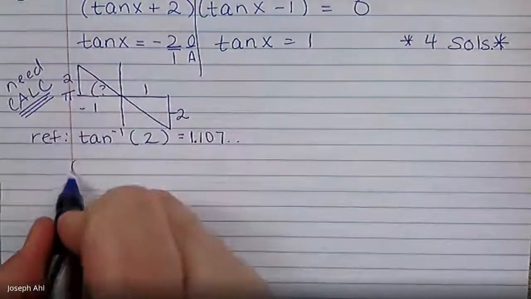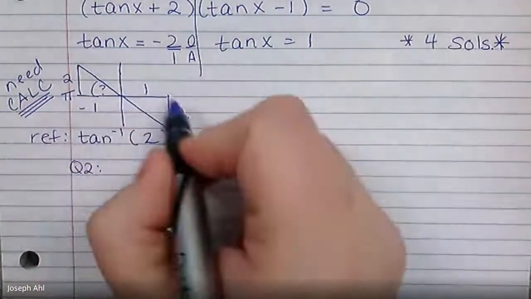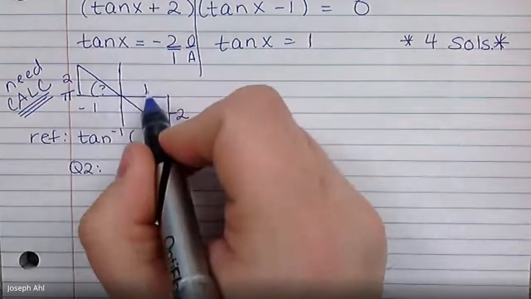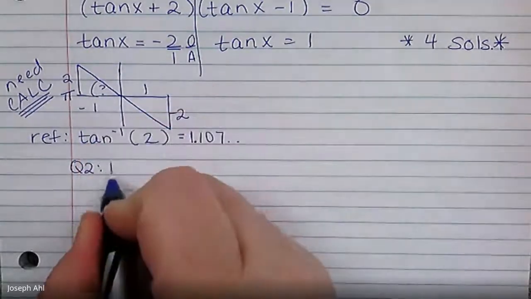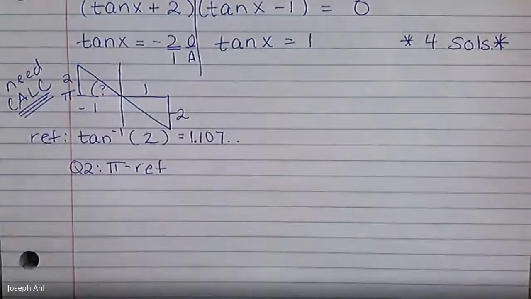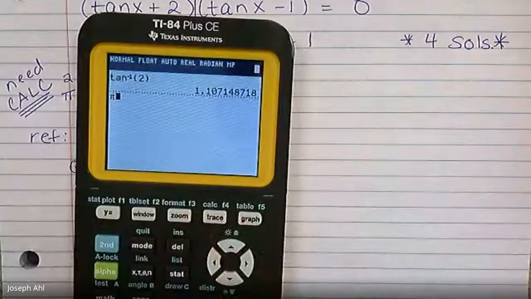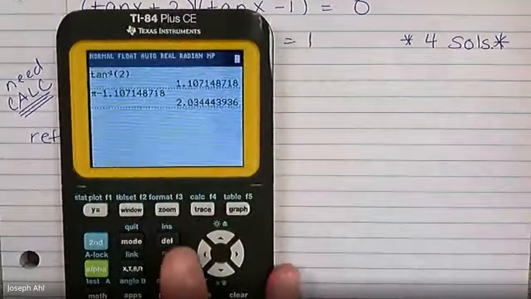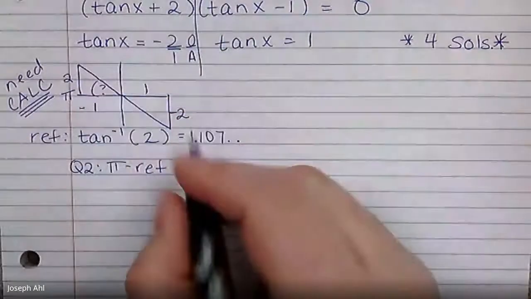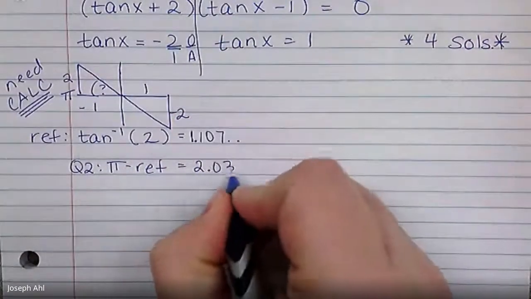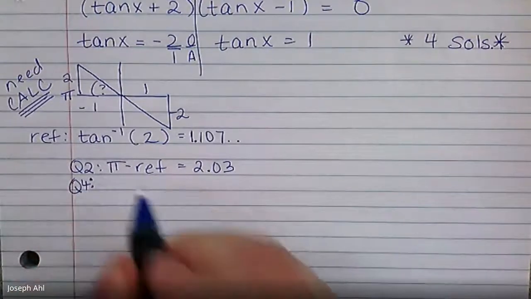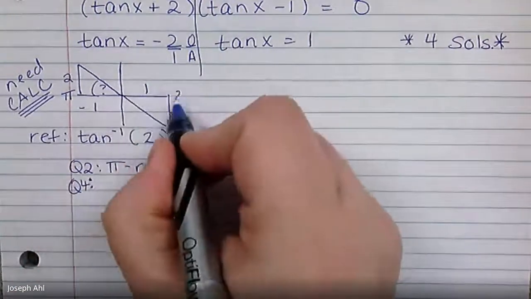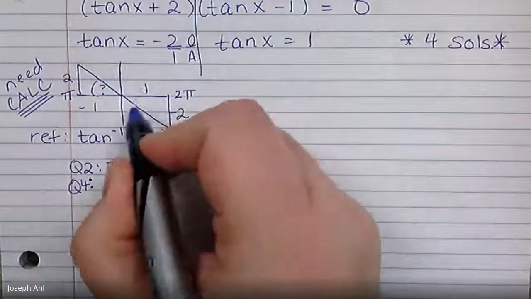From there, how do I get my answers? Well, in quadrant 2, what I'm going to do is, well, I shouldn't say full half circle, but half circle is pi. Pi minus that little reference is how we get the quadrant 2 answer. So pi minus this reference is 2.03. We'll go to the hundredths place. Okay. In quadrant 4, how would I get my answer? Well, in quadrant 4, if I go full circle, that's 2 pi.